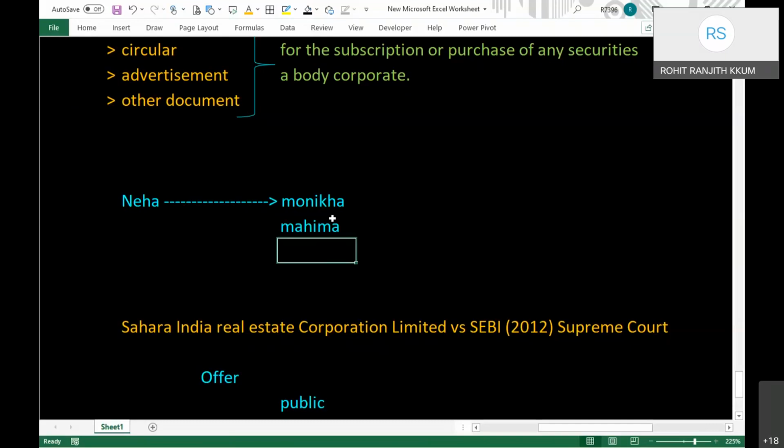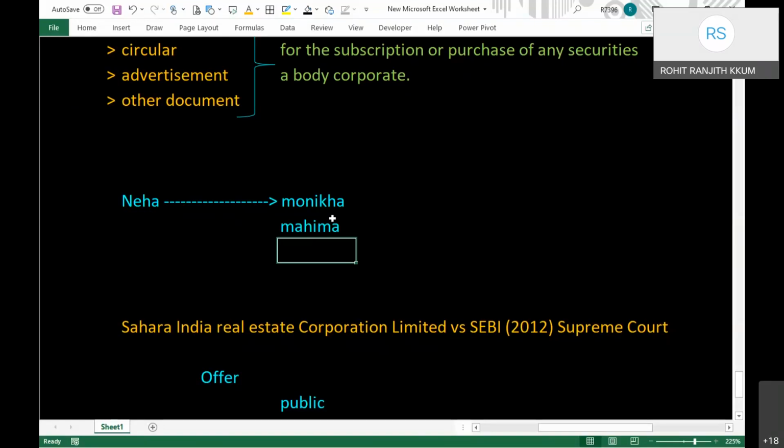Please tell me about this. No matter the particular invitation was made to Monica, but if Mahima applies, Neha accepted it. So was there any restriction for only Monica, or was it available for anyone who pays the amount? Answer the question. So if you look at this example, acceptance can be made by any person. So is it private offer or public offer? Answer the question, students. Come on. Is it private offer or public offer? Answer would be it is public offer, and that's why this invitation is considered as public invitation.